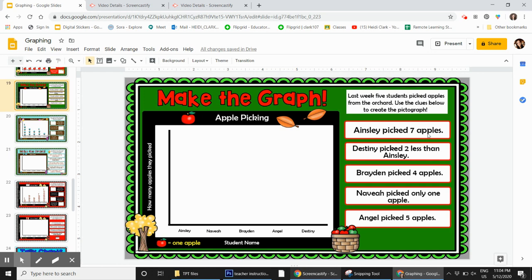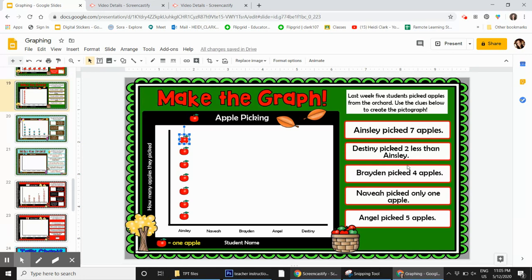Ainsley picked 7 apples. So what you're going to do is grab 7 and put them here in a line to show how many Ainsley picked. 1, 2, 3, 4, 5, 6, and 7. All right. And I'll make these a little bit smaller for you so that they'll actually fit. All right. So let me go ahead and fix that. Make them a little smaller so that you can demonstrate how many Ainsley picked. But you would grab 7 and you would put them in a line. Four, five, six, seven. And then keep going.